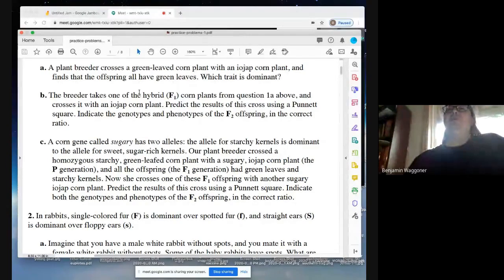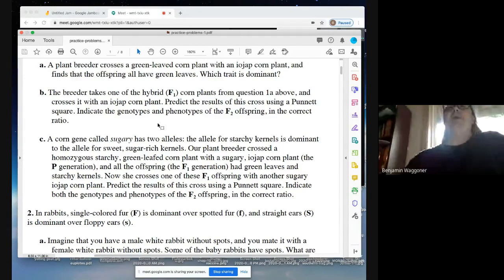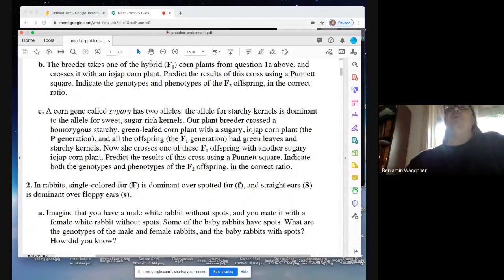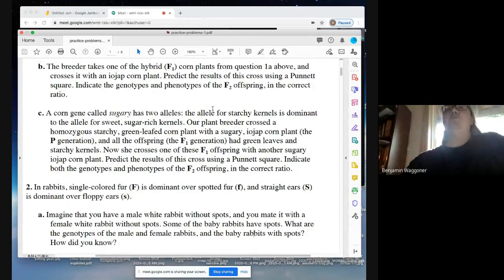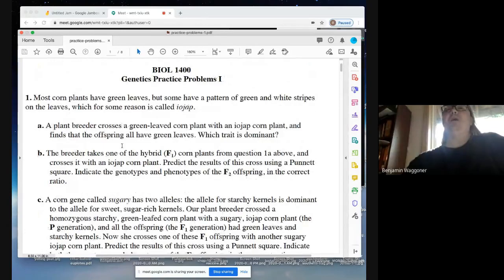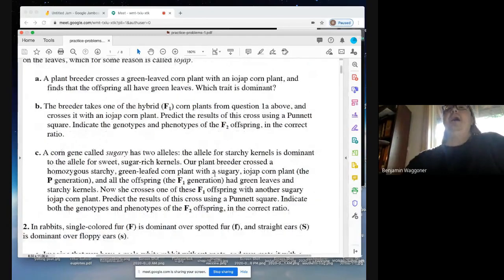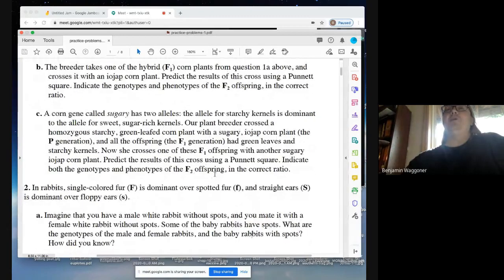It's the same kind of reasoning that we worked through with pea plants, with purple flower color being dominant to white flower color. Okay, and B: the breeder takes one of the hybrids from question 1A above, one of the green-leaved offspring, and crossbreeds it with an IOJAP corn plant. So let's predict the results of the cross using a Punnett square.